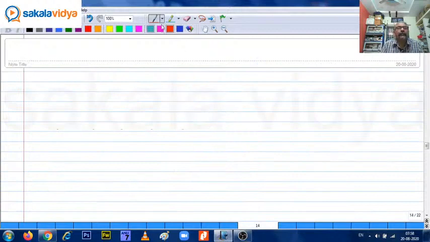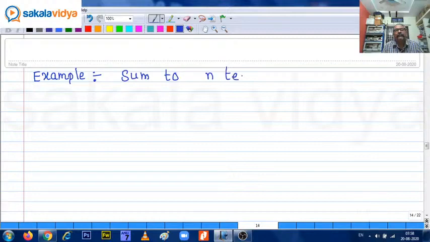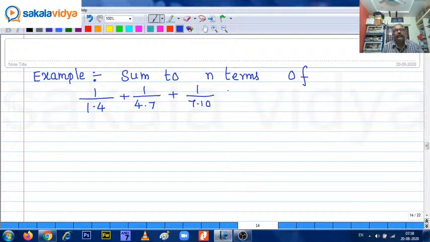So let us discuss one example now. Find the sum to n terms of 1 upon 1 into 4 plus 1 upon 4 into 7 plus 1 upon 7 into 10 plus so on.